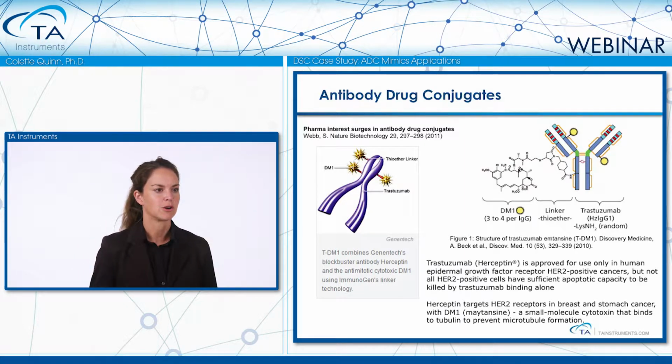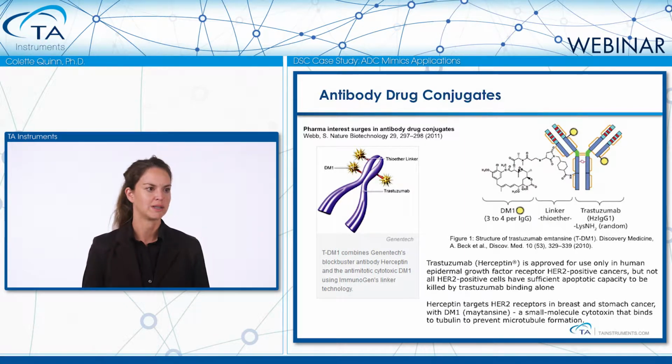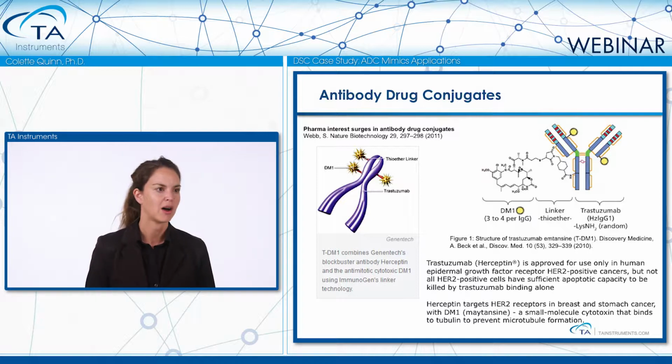So in this cartoon, on one side we've got just the antibody with the DM1, that cytotoxic drug attached to it with a thioether linker. And on the other side, we can actually see that specific cytotoxic drug. Herceptin is approved for use only in human epidermal growth factor receptor, or HER2 positive cancers. But not all HER2 positive cancer cells have sufficient apoptotic capacity to be killed by trastuzumab via binding alone.